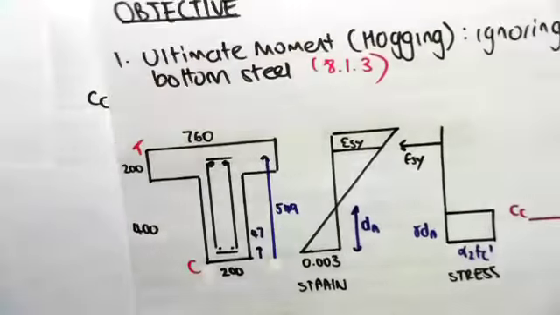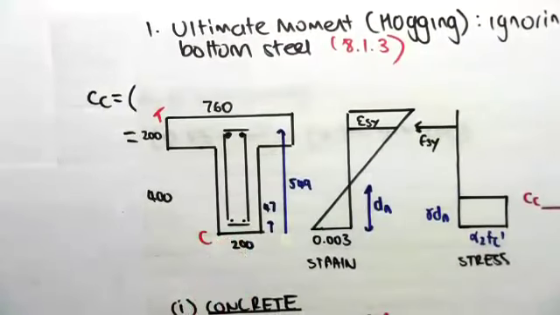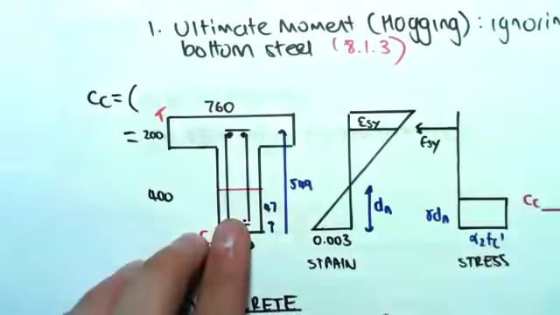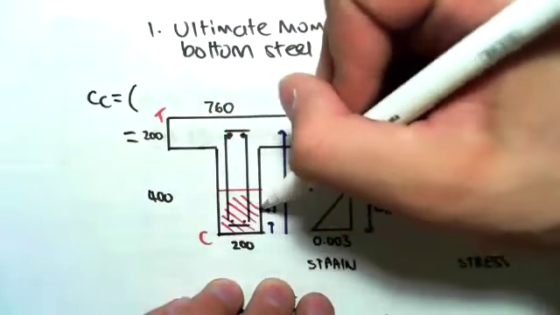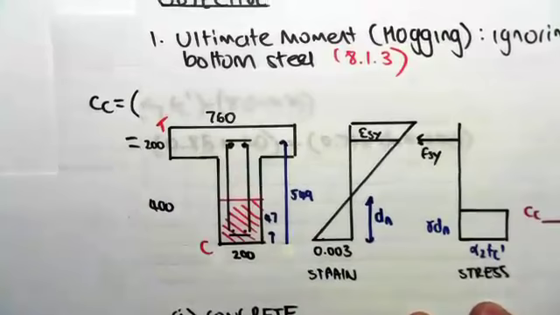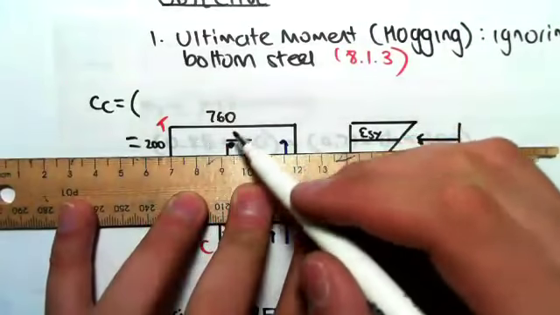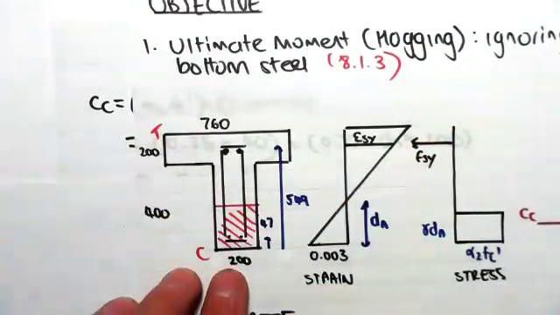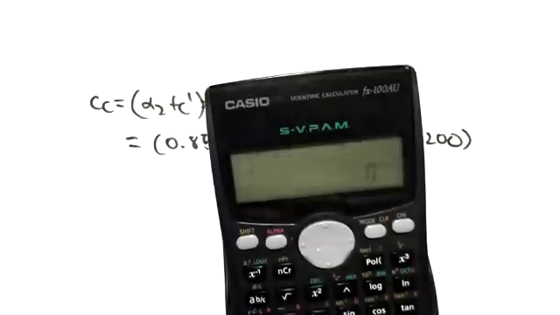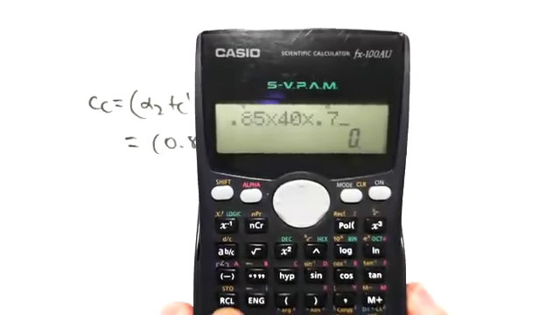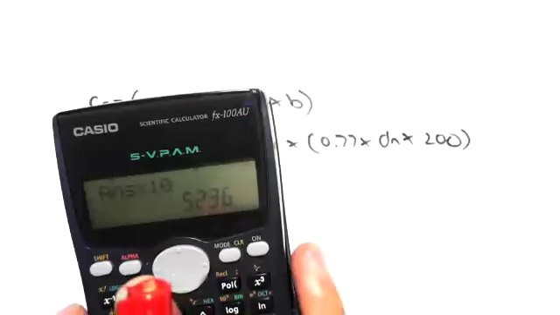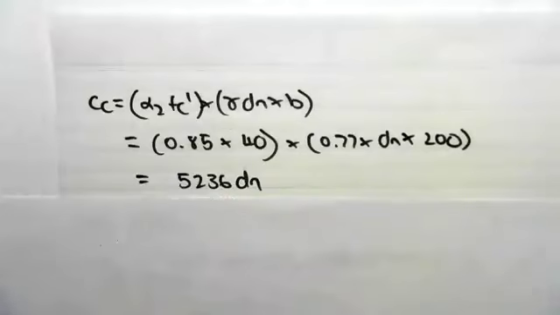Now because we're looking in hogging and the compression's down here, the width is this width over here, so our concrete in compression is only going to act over that width, because everything above the neutral axis is cracked, okay? So that width is 200. For the sagging case, it would be the opposite. It would be that width up there, so the width would be 760, okay? We're doing hogging, so we're looking down at 200. So the width is 200. Solving this, 0.85 by 40 by 0.77 by 200, by DN, gives us 5236 DN, alright? So that's for the concrete.